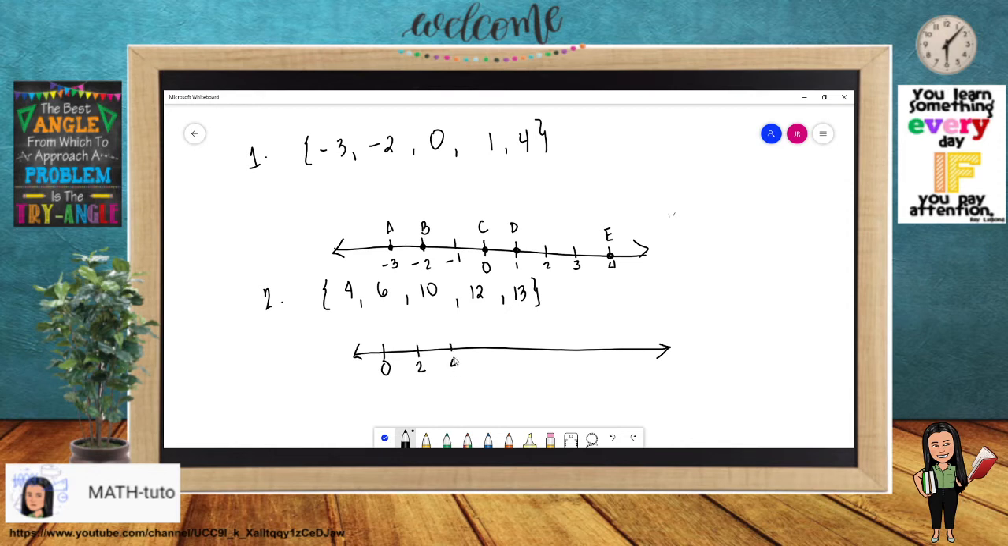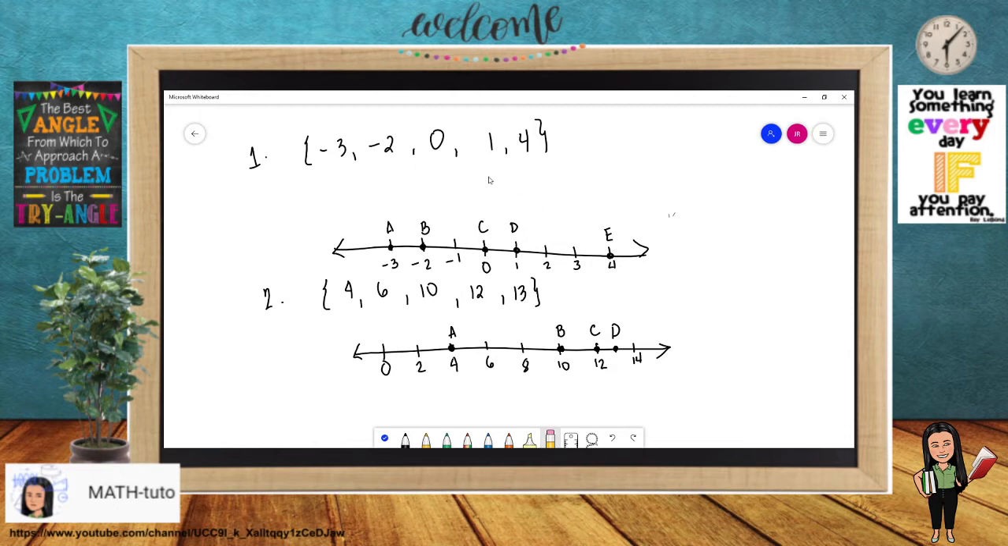That's 2, 4, 6, 8, and then 14. 4, we have 10, we have 12, and 13 will be here in between 12 and 14. Okay? So that will be the graph of example number 2.